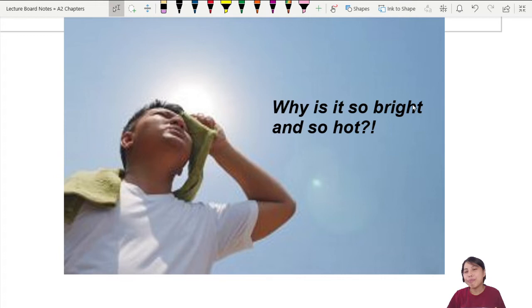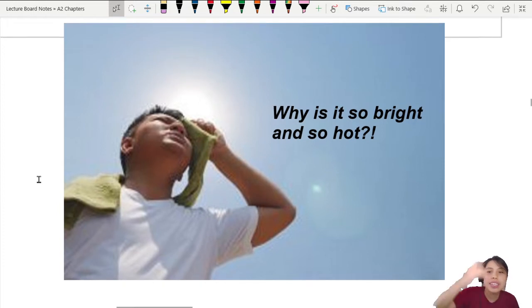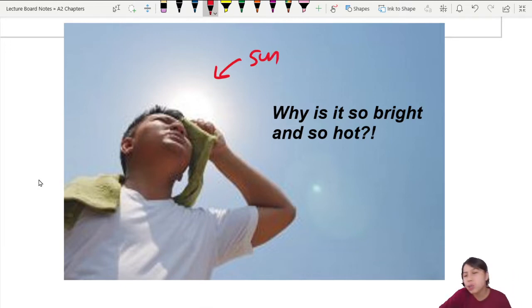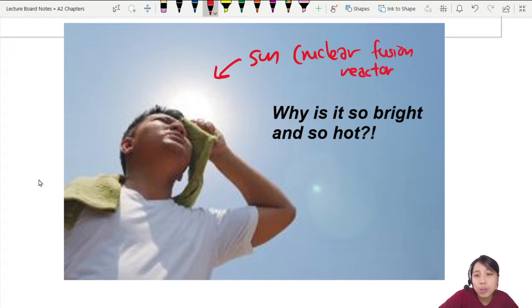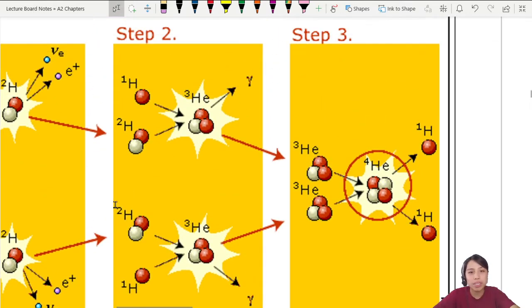Now, a classic example of our experience of fusion every single day, especially if we live in Malaysia or somewhere near the equator, is why is it so bright and so hot? That's because of the sun. Makes us sweat and burst. So why is the sun so hot and so bright? That's because the sun is a nuclear fusion reactor. The sun releases huge amounts of energy, and that's because of all the nuclear fusion processes happening in the sun.